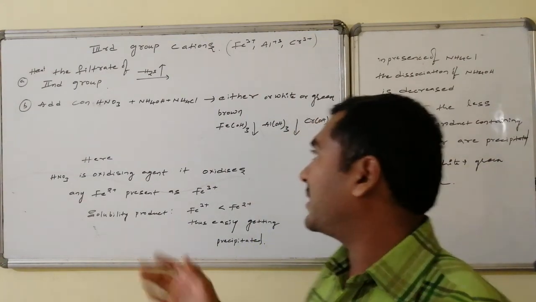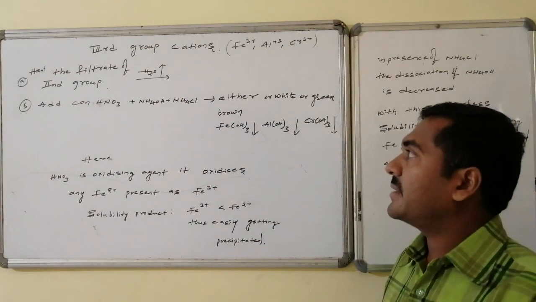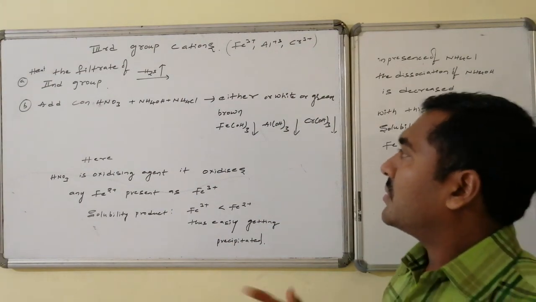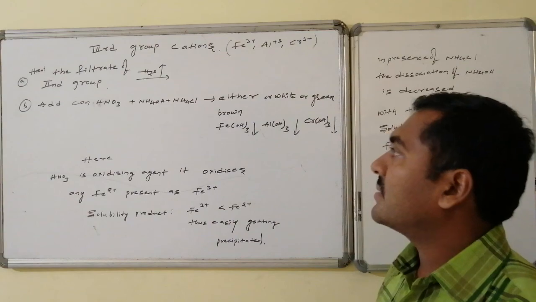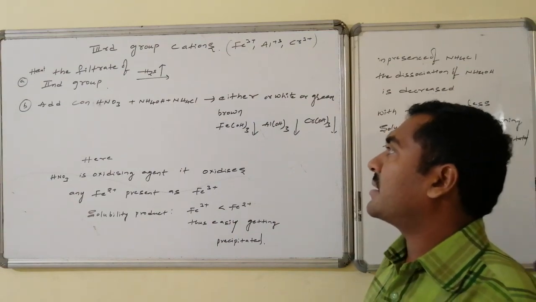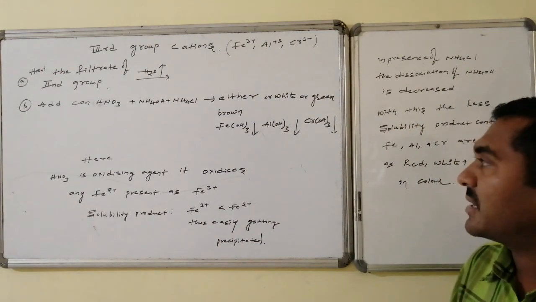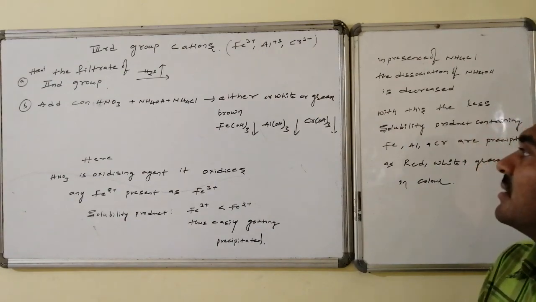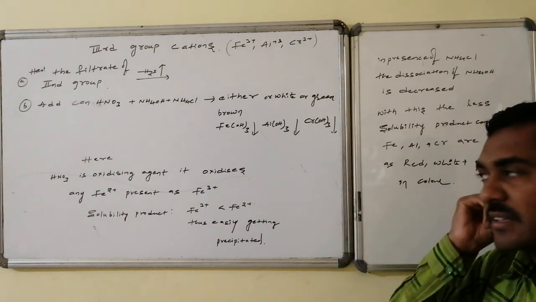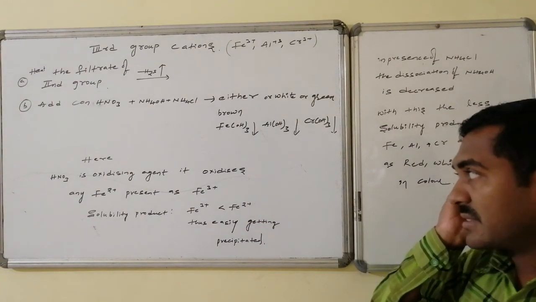Thus, the same things are written over here. Heat the filtrate of second group to eliminate the H2S gas, followed by addition of concentrated HNO3, followed by ammonium hydroxide and ammonium chloride, which gives either red brown, white, or green precipitates of the corresponding hydroxides. Here HNO3 is the oxidizing agent.